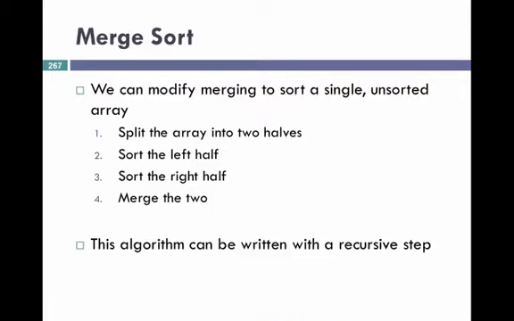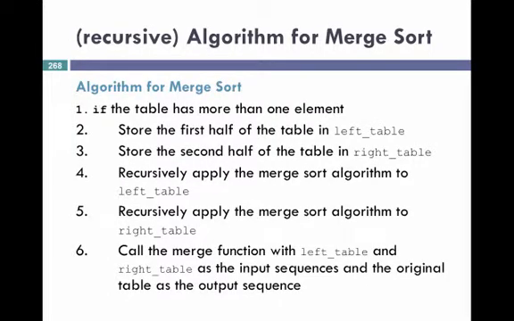Now, merge sort: we can modify merging to sort a single unsorted array. We split the array into two halves, we sort each half, and then merge them. And we can do this algorithm recursively. So here's a recursive algorithm for a merge sort. We say if the table has more than one element, we store the first half of the table in the left table and the second half in the right table, and then we recursively apply the merge sort algorithm to the left table as well as the right. And then we call the merge function with these two tables as input sequences, and the original table as the output sequence.